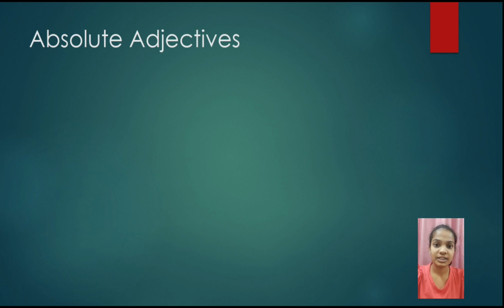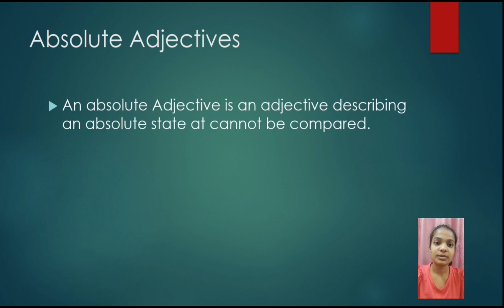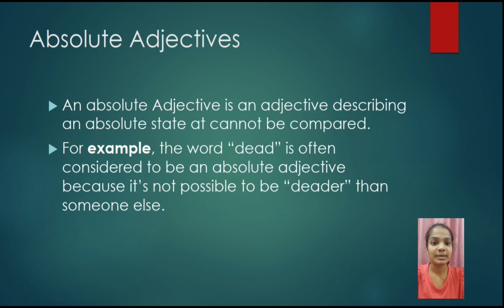Absolute adjective. An absolute adjective is an adjective describing an absolute state that cannot be compared. Example: the word dead is often considered to be an absolute adjective because it is not possible to be deader than someone else.